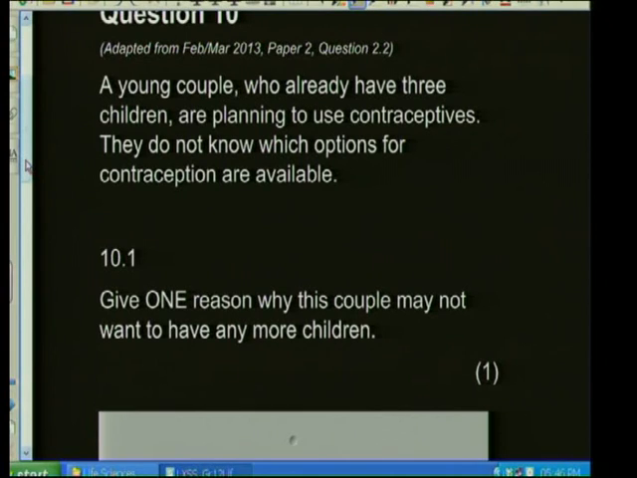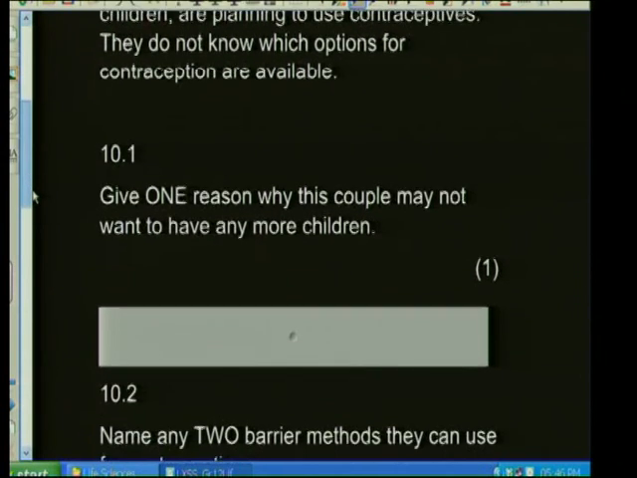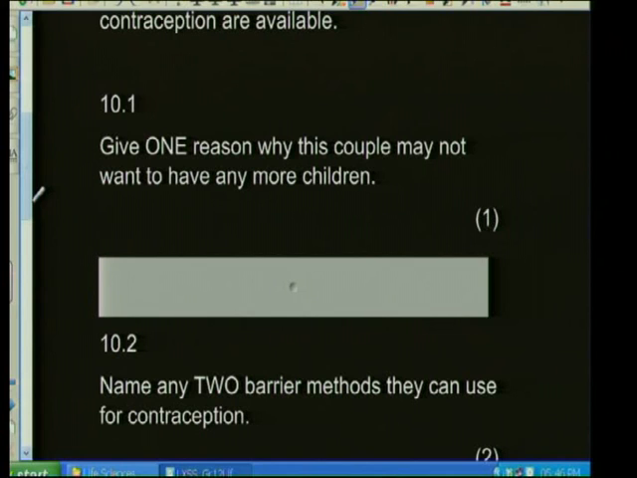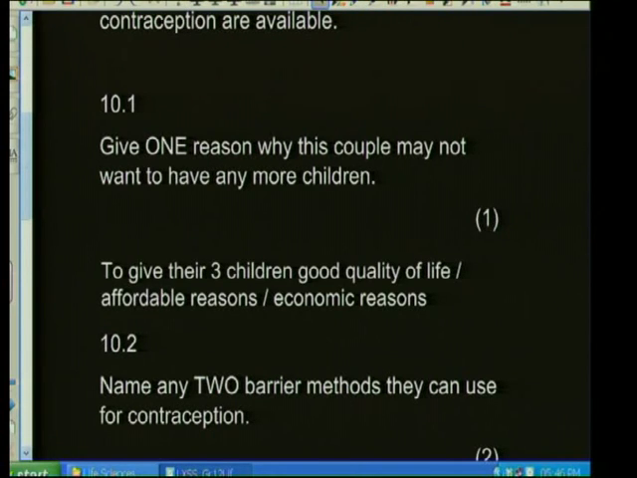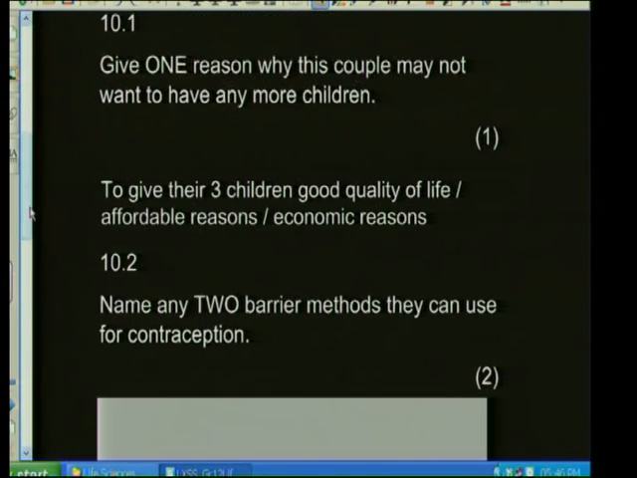Now we move on to question 2. A young couple who already have 3 children are planning to use contraceptives. They do not know which options for contraception are available. Give one reason why this couple may not want to have more children. There are a million reasons. Some we can't even put on a question paper. People may shoot us. All right?